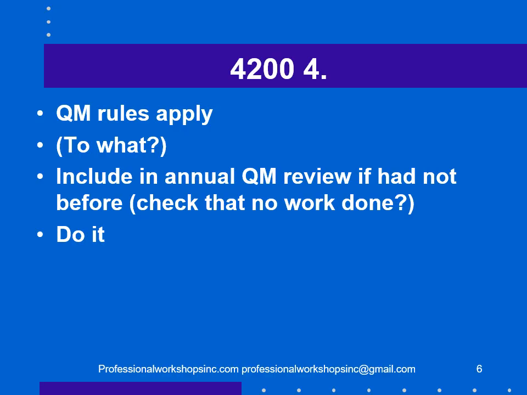Now, paragraph 4 says that quality management rules apply. And to some extent, I say to what? We're not supposed to do anything. The only thing we're supposed to do is document stuff, though I must admit that my attitude has always been that during the annual quality management process, it would be not a bad idea to look at notice to readers, now compilations, to make sure that no work had been done, and to make sure that the required documentation was present, and to make sure if we had a checklist or something like that, that it had been properly completed.